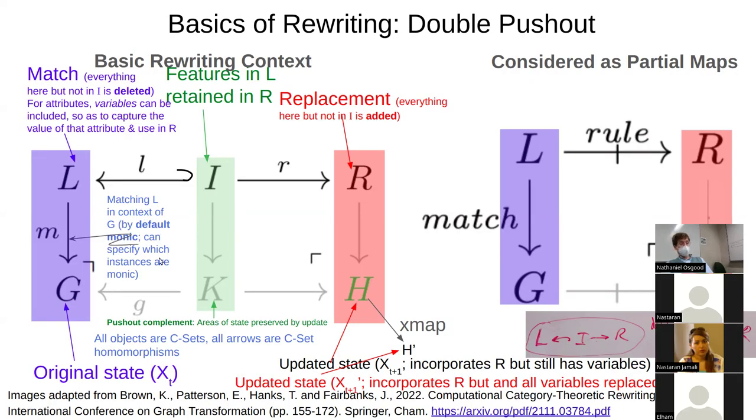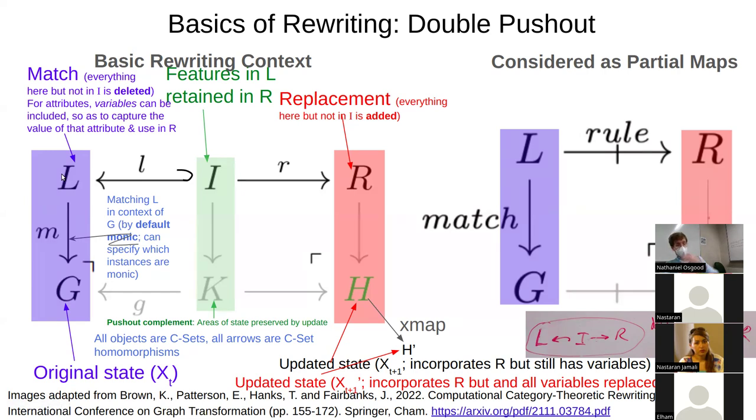And again, these are two pushouts, right? K includes all the things in the context that are not thrown out because they're in L and not in I. Anything in L that's not in I is going to be thrown out. K has all the things in G, but it does not have those things that were thrown out, right? It has the things in I from G, and then lots of other things in G that were not matched.